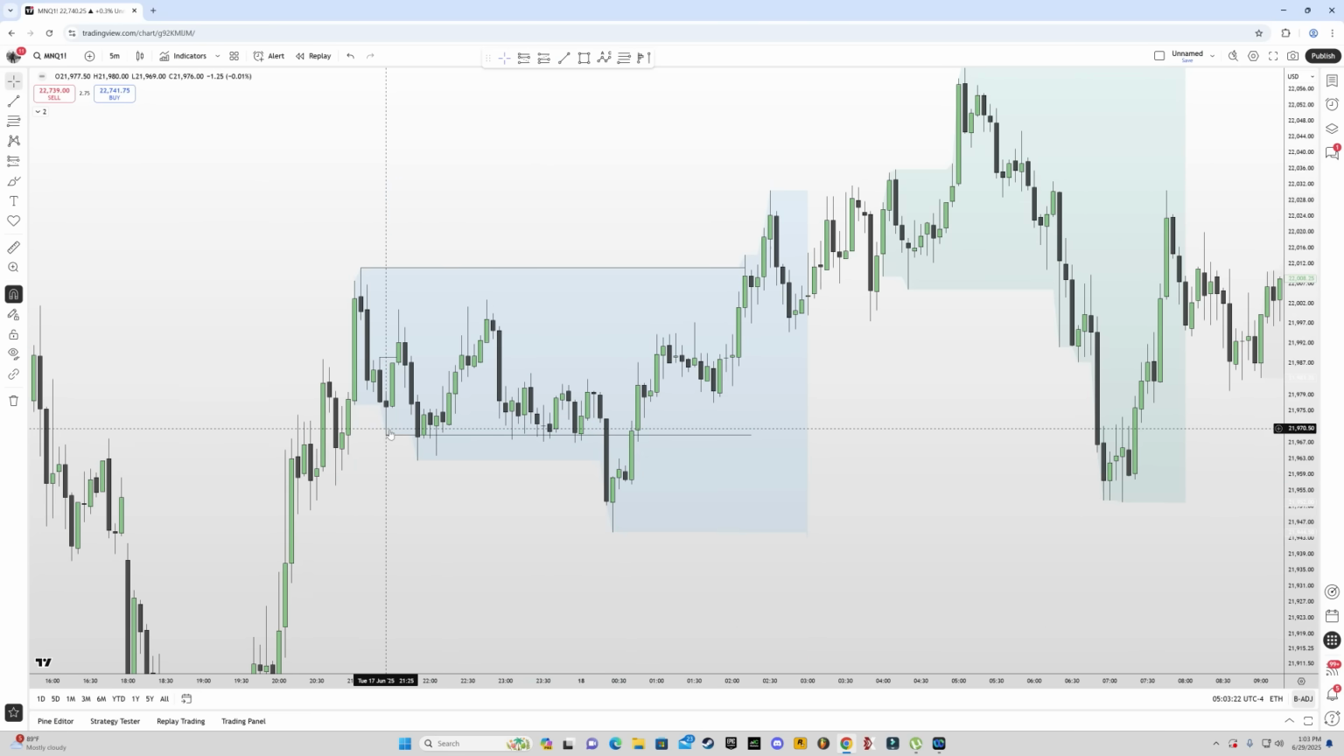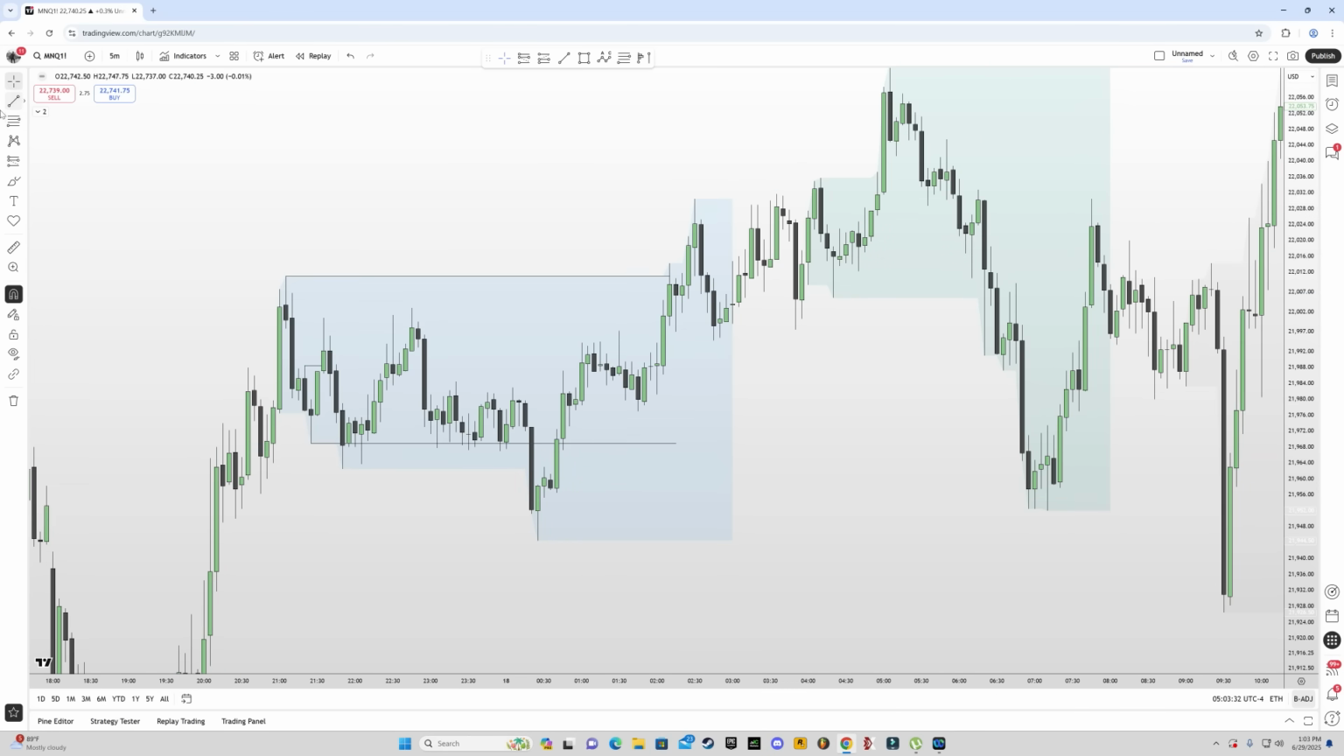Now, once we have the range low and the range high, we are looking for a liquidity sweep. We get it right here. Now we're looking for a market structure shift, but we didn't get it here. So we get one more push to the downside. We sweep this liquidity once again, and then we get a market structure shift, and we have this order block resting around here.